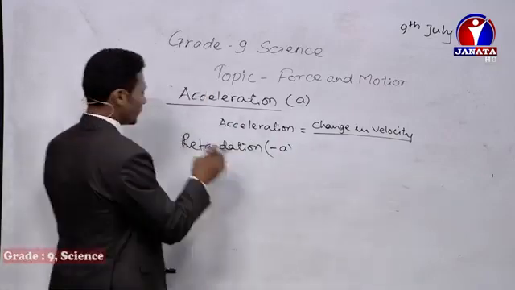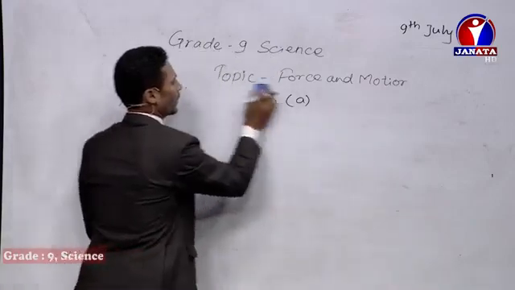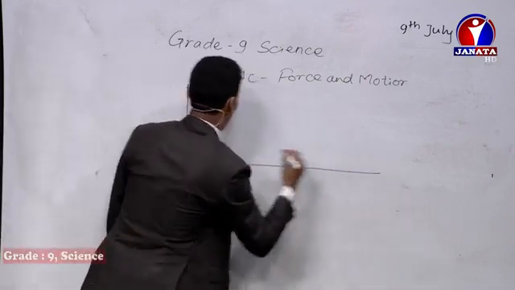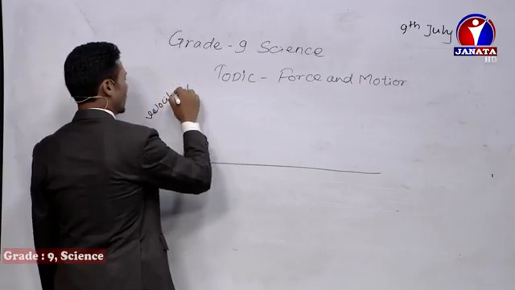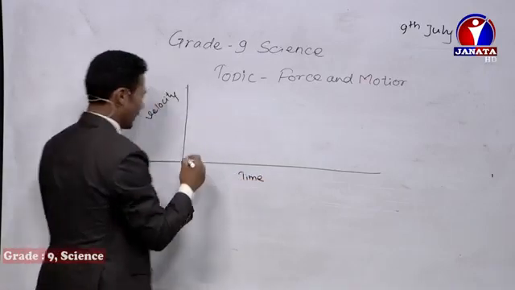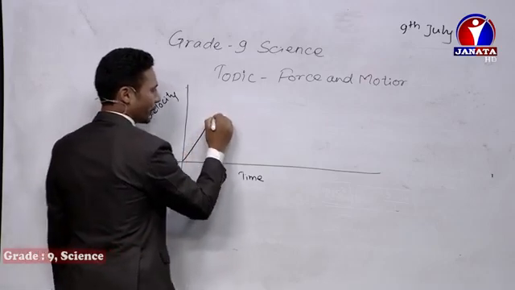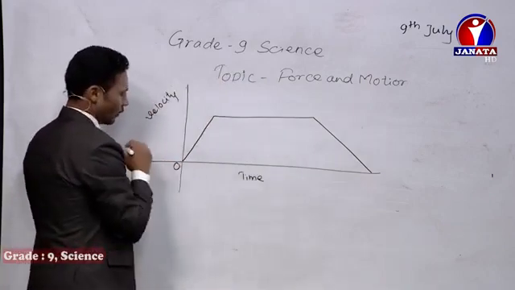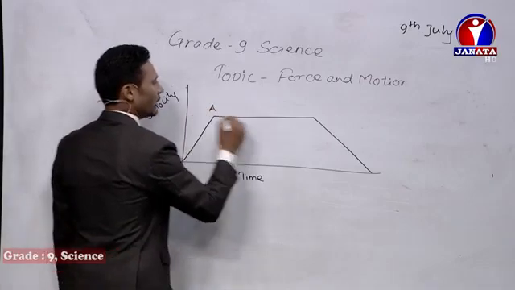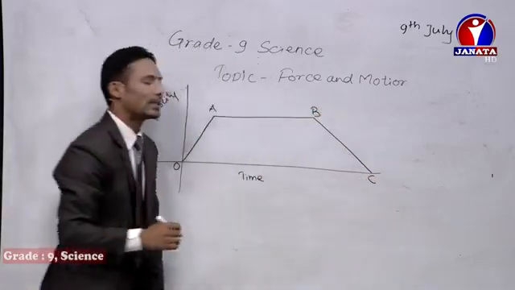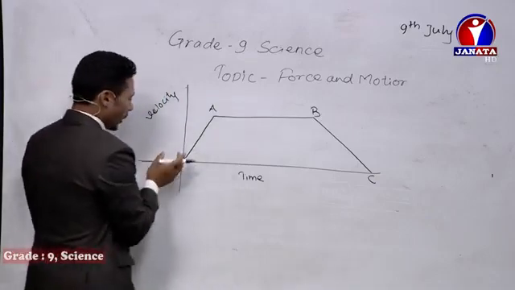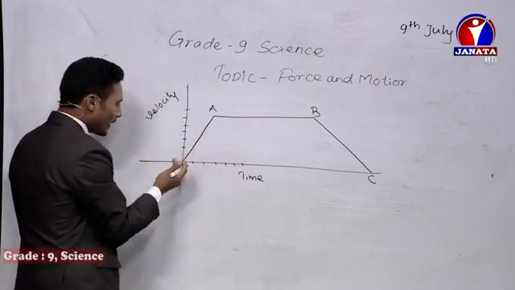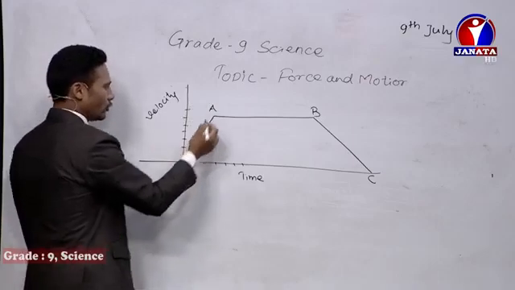Okay, let me draw a graph to explain this acceleration. Suppose this is a velocity-time graph, where this axis is velocity and this one is time. Let's say this is the origin O, this is point A, this is point B, and this is point C. Now what will the acceleration be from 0 to A?